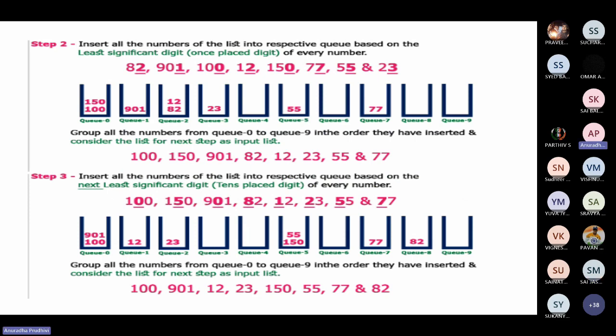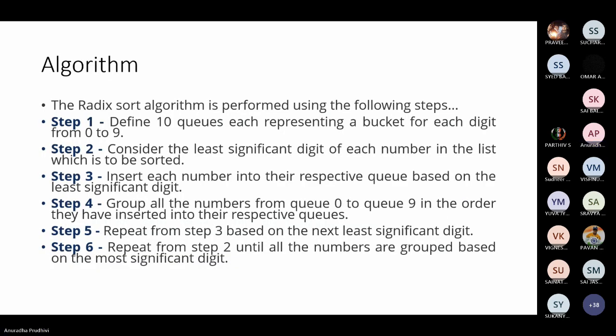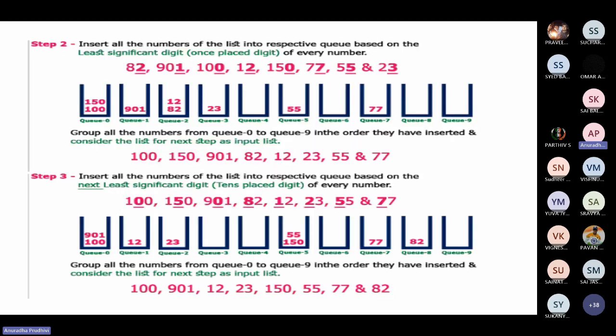Okay, so this is one procedure. We are using queues here. Why are we using queues? We need first in, first out, so that's why we are using a queue here. First we insert 100, next we insert 150. We need it in that way, so that's why we are using queues.